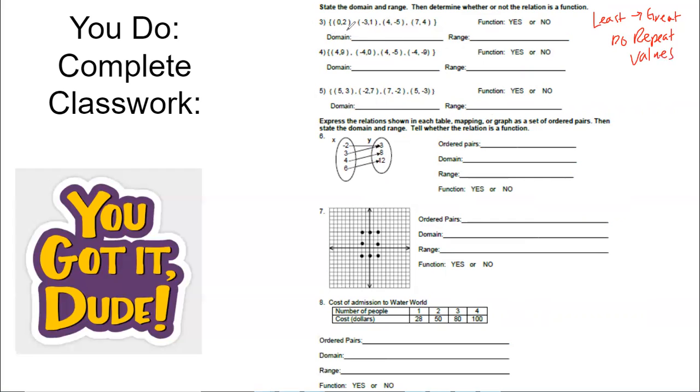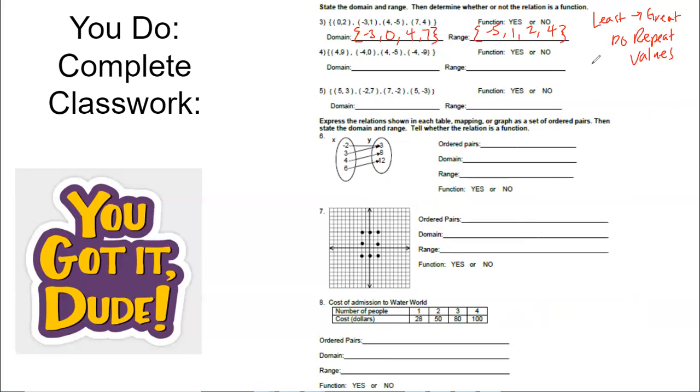Okay? So the domain here, I'm going to put my brace. My braces aren't very cute, but they get the job done. My smallest X value is -3, followed by 0, followed by 4, followed by 7. Okay. My range, my lowest Y value is what? -5, followed by 1, then 2, then 4.